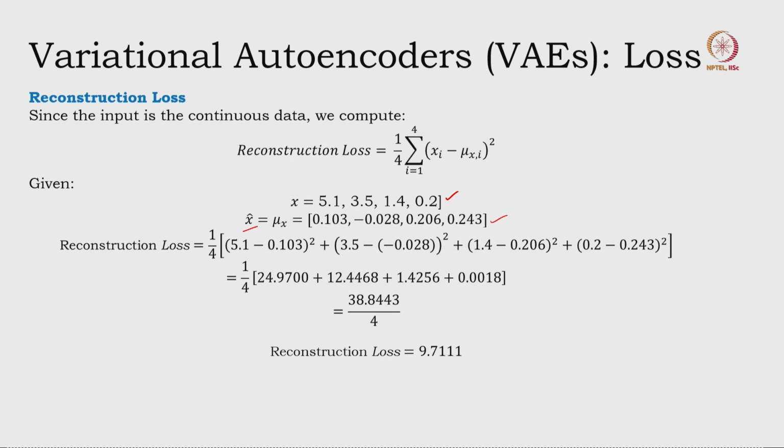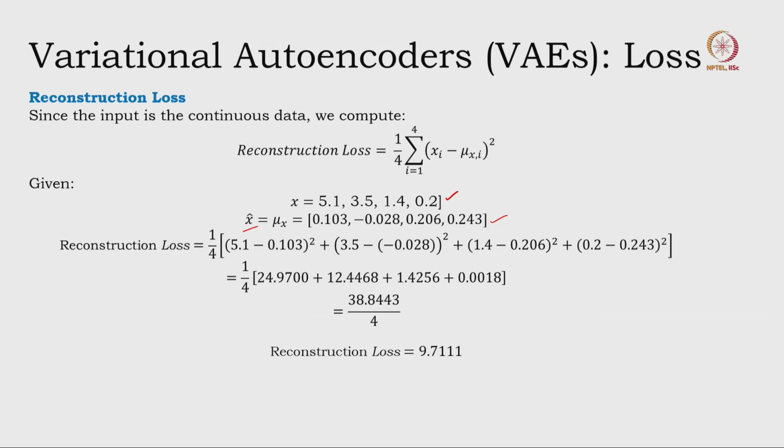So how did we obtain this? It is mean squared error between the original x and the reconstructed x hat. So just substitute the values in each of these, and then we obtain the reconstruction loss in this way.